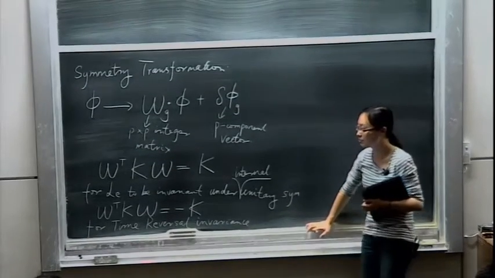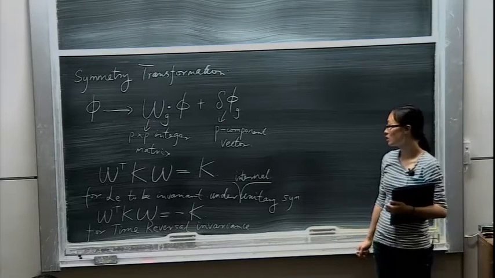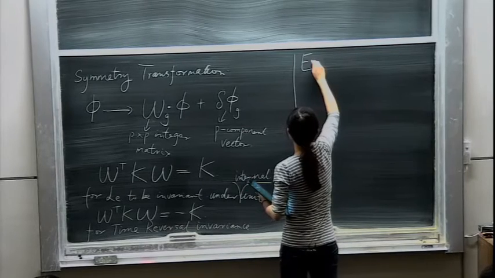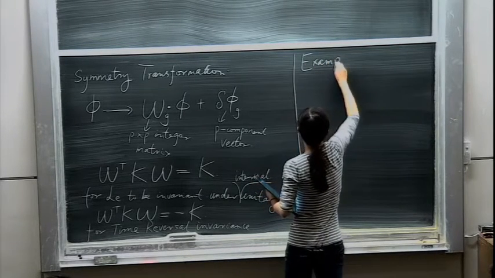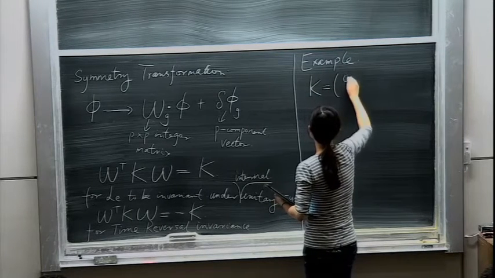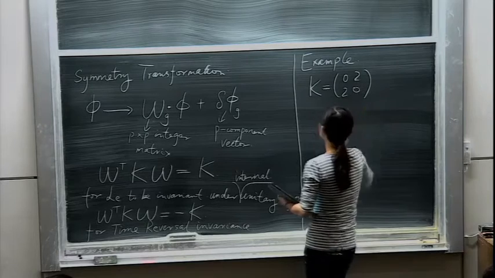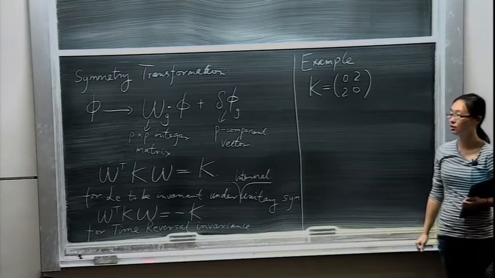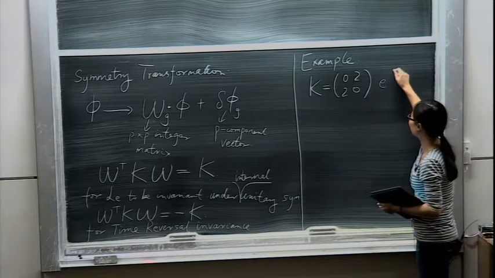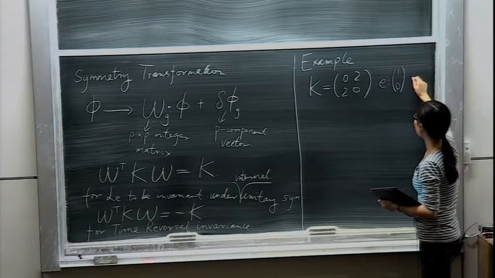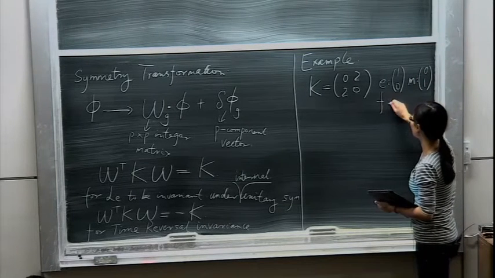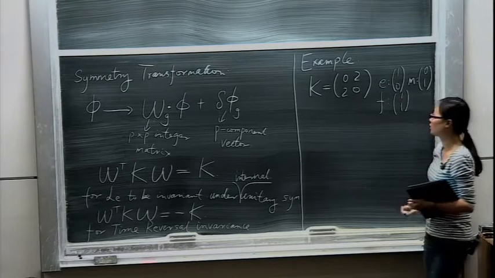Let's say we want to talk about toric code. So this is just examples. Let's say we want to talk about toric code with K matrix 0, 2, 2, 0. And we already know that the E particle corresponds to the vector 1, 0. The M particle corresponds to the vector 0, 1. And the fermion corresponds to the vector 1, 1.